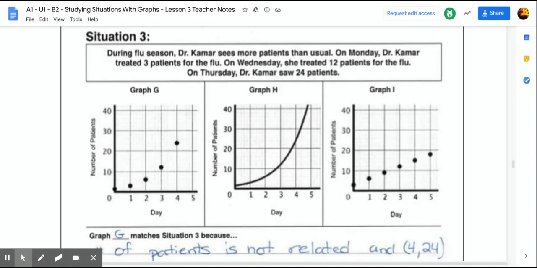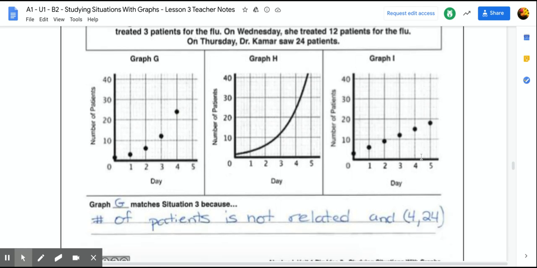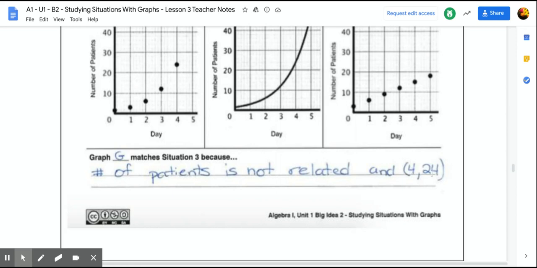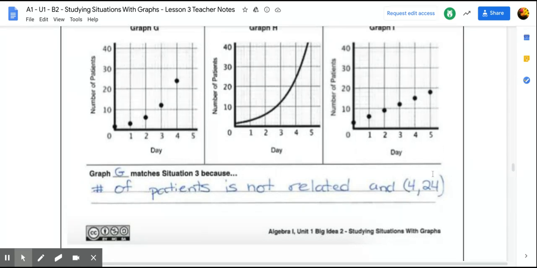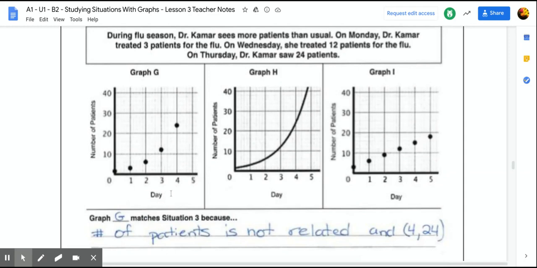Situation 3, graph G best matches situation 3 because patients are not related. Okay, so you can't have a continuous graph, so the lines can't be connected. And the coordinates are relevant to the story. So if you look at graph G, this is what we call a discrete graph because the line is not connected. A graph like H, if this would have been the answer, is called a continuous graph.